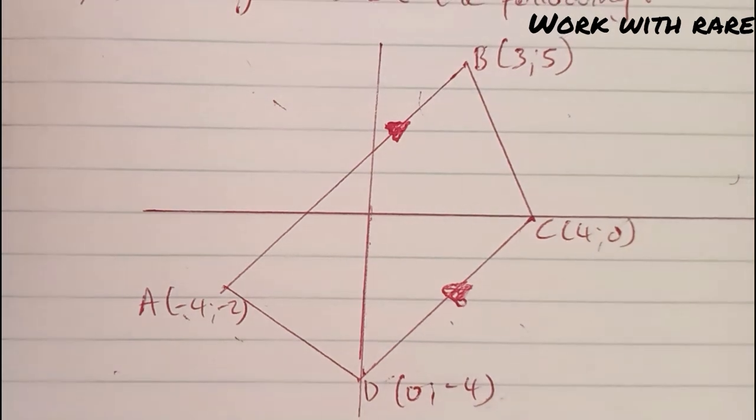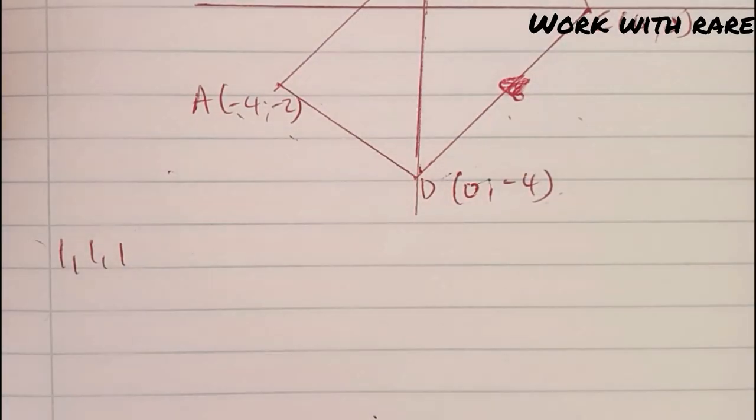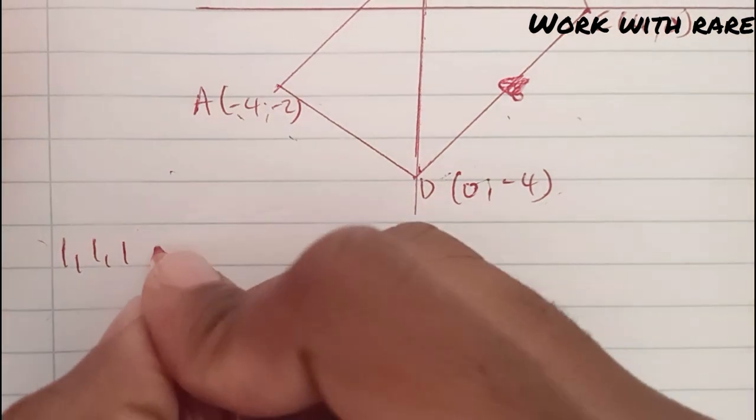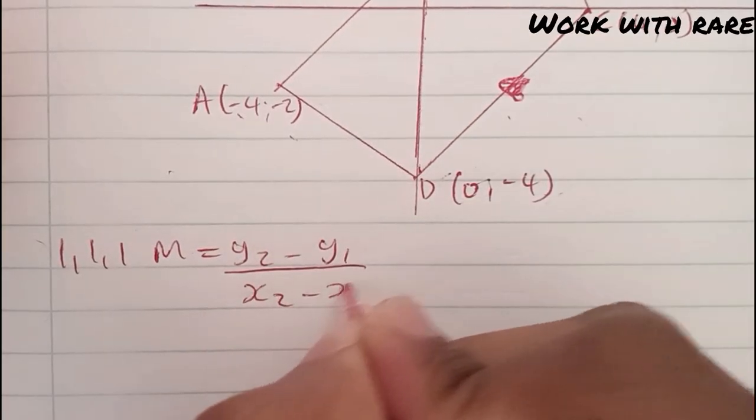Okay, so now let's calculate the gradient of AB. The formula of a gradient says m is equal to y2 minus y1 all over x2 minus x1, right? Even if you do it vice versa, when I say vice versa, I mean y1 minus y2 over x1 minus x2, that is still correct, because you will get the same answer.